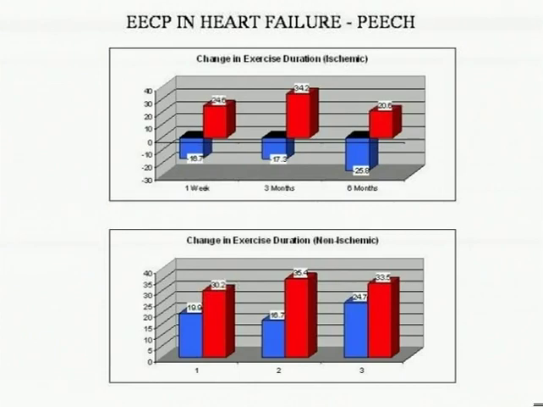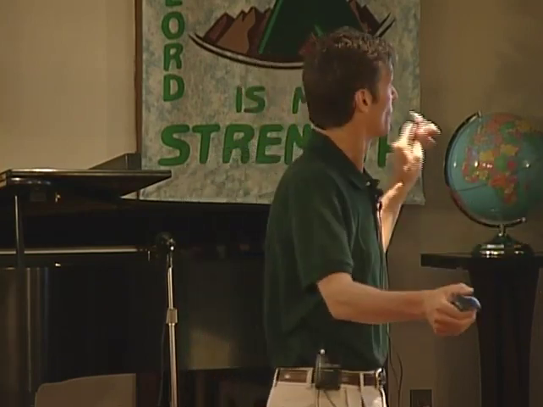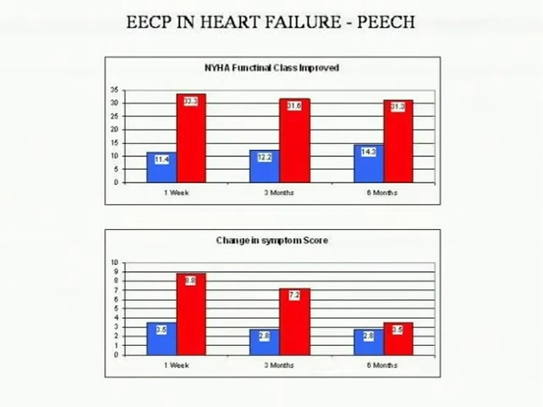Change in exercise duration, these are the ones with coronary disease. These are the patients without coronary disease. So it wasn't that you were improving collateralization, you were improving heart failure. So for the purposes of the study, they said it was not successful. That's because they had some strange outcome criteria. But if you look at it objectively, looking at the raw data, ECP had a significant effect. They looked at this again, and the New York Heart Association functional class improved, and their symptom scores improved.